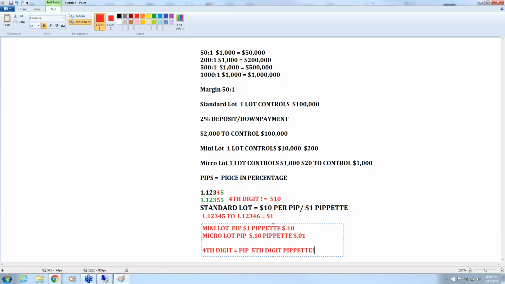Somebody asks, so a lot is 1, a mini is 0.1 and a micro is 0.05. No, a micro is 0.01. Yes, James, yes, yes, yes. So you got it. That's how simple it is.